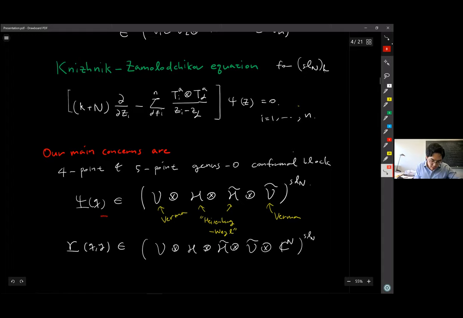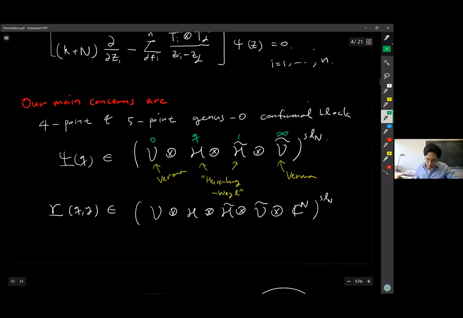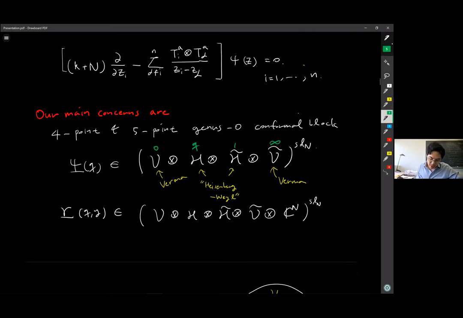So why does this 4-point conformal block only depend on q? I have four primary fields and I can fix three of the positions to be zero, one, and infinity, and I call the remaining one q. Similarly here, for the 5-point case, zero, q, one, and infinity, and the fifth representation is at y. That's why it depends on q and y.